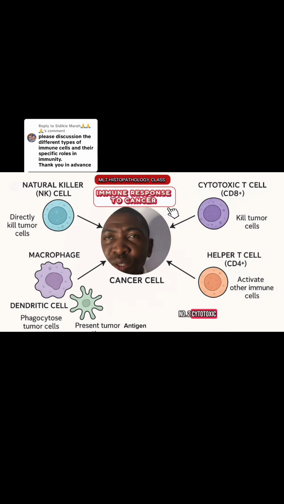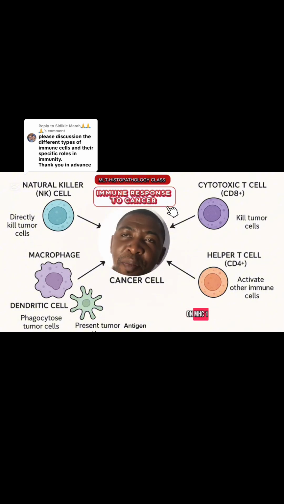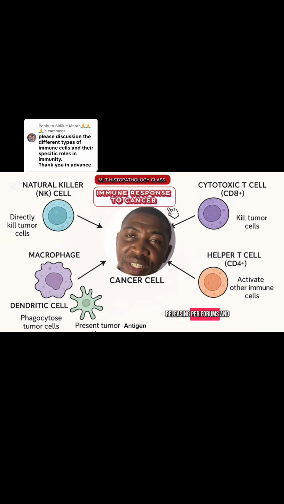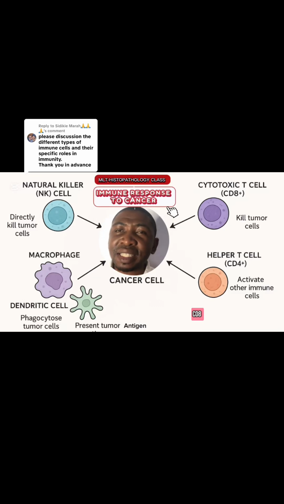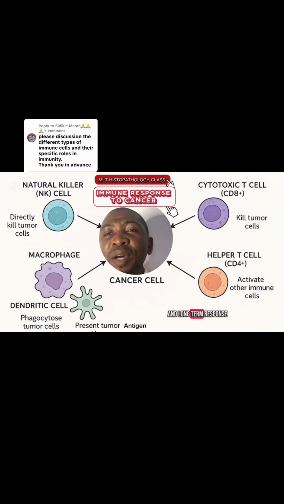Number 2, cytotoxic T lymphocytes, the CD8 T cells, specifically target and kill tumor cells displaying tumor antigens on MHC1 molecules. These cells are activated by antigen-presenting cells, releasing perforins and granzymes, which induce apoptosis in the target cell. So the CD8 T cells are part of adaptive immunity, providing specific and long-term response.